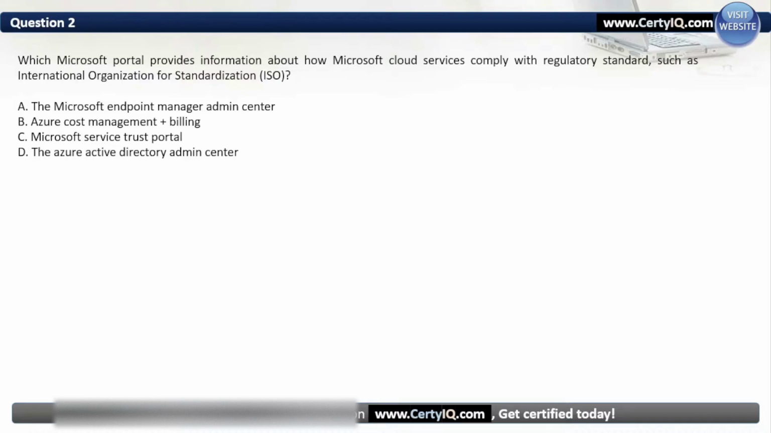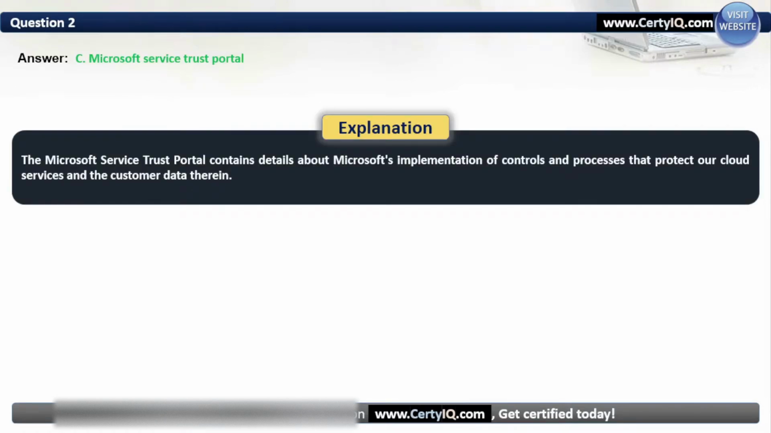Question 2. Which Microsoft portal provides information about how Microsoft Cloud Services comply with regulatory standards such as International Organization for Standardization? The correct option is C. Microsoft Service Trust Portal. The Microsoft Service Trust Portal contains details about Microsoft's implementation of controls and processes that protect our cloud services and the customer data therein.